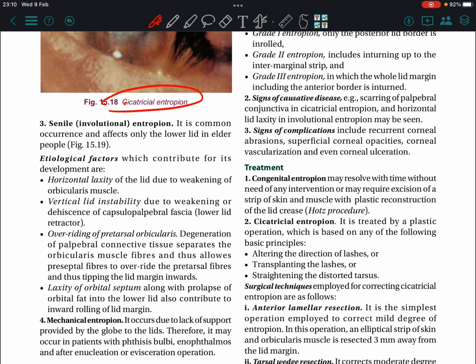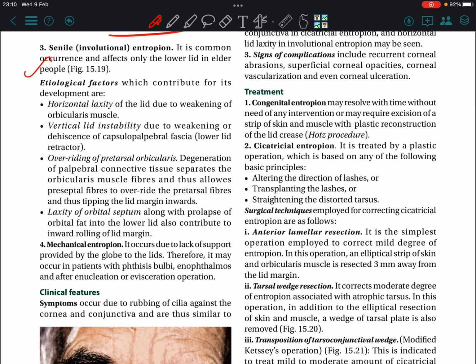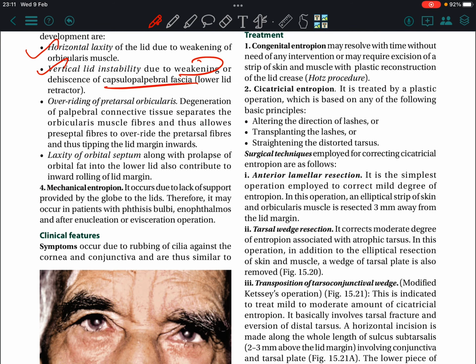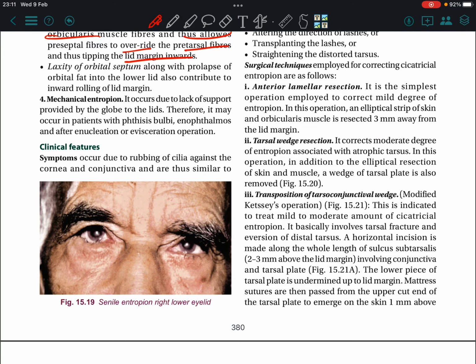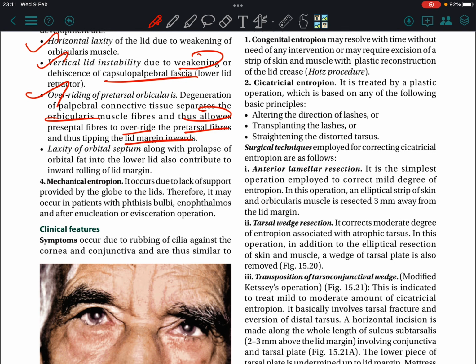Senile entropion is a common occurrence and affects only the lower lid in elderly people. Etiological factors which contribute to its development are horizontal laxity of the lid due to weakening of the canthal tendons, vertical lid instability due to weakening or dehiscence of the capsulopalpebral fascia, and overriding of the preseptal orbicularis, with degeneration of elastic connective tissue that separates the orbicularis muscle fibers and thus allows the preseptal fibers to override the pretarsal fibers, tipping the lid margin inwards. Laxity of the orbital septum along with prolapse of orbital fat into the lower lid also contributes to inward rolling of the lid margin.